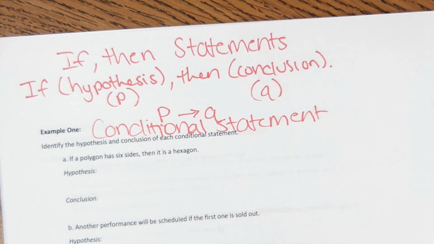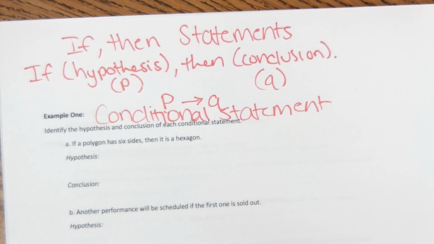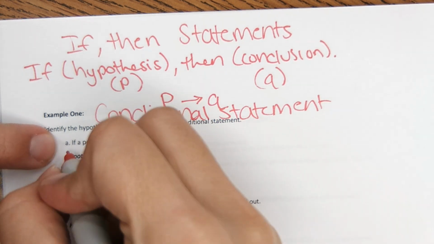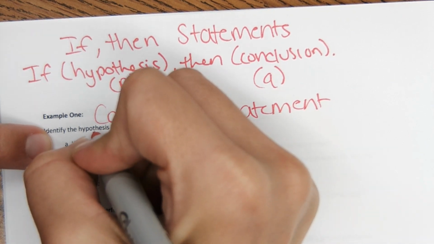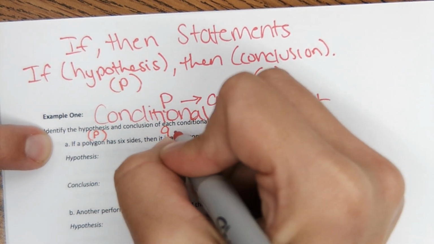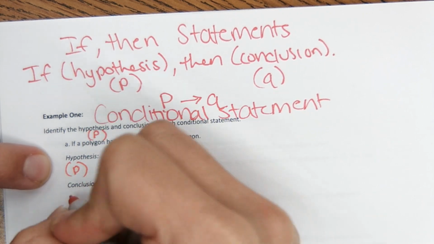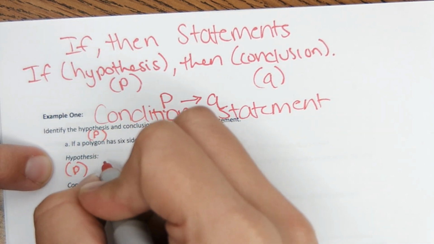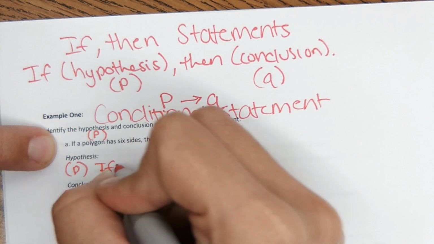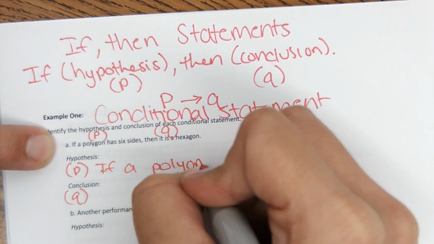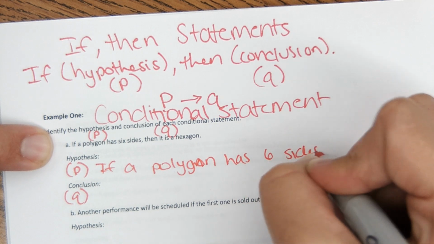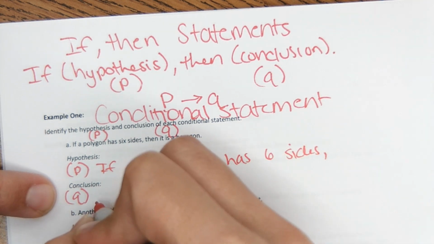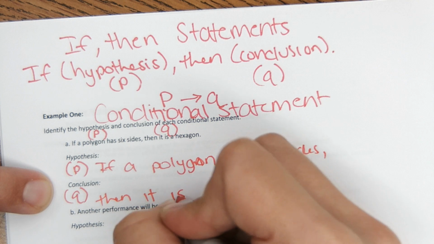Okay, so down here, example 1 says identify the hypothesis and conclusion of each conditional statement. Here it says if a polygon has 6 sides, then it is a hexagon. So this is the hypothesis, the P, and this is the Q. Hypothesis is P, conclusion is Q. So our hypothesis is if a polygon has 6 sides, and the conclusion is then it is a hexagon.